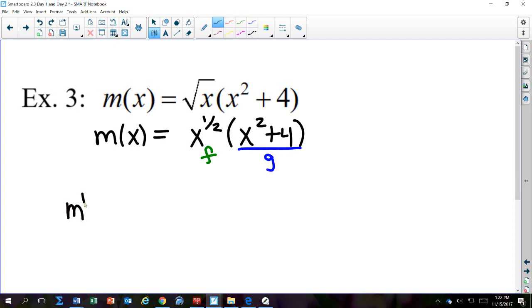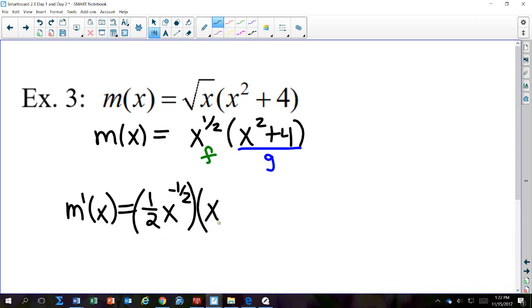So m prime of x equals derivative of the first. Now help me find the derivative of x to the 1/2. 1/2 x to the negative 1/2. Great. When I subtract 1 from 1/2 in the exponent, you will get negative 1/2. Good. That's the derivative of the first, right? Times the second. So Bryce, what would I put there? Good. X squared plus 4. This is how it already is. Plus the first. So Maddie, what would I put there?